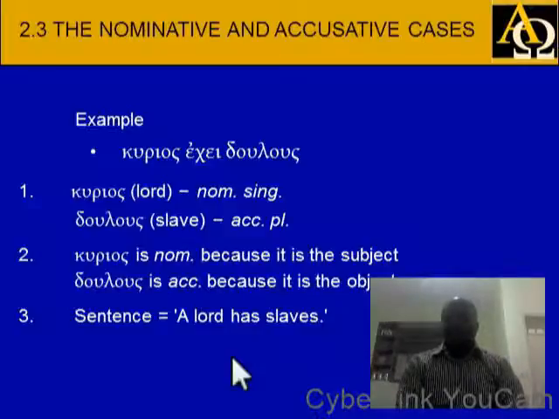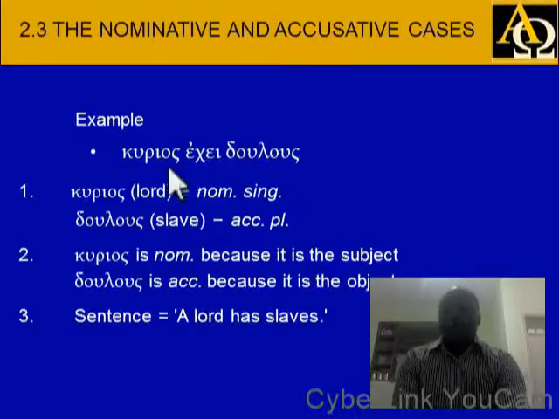From the chart that we looked at, we can have this information. We have the nominative, singular, and we have the accusative, plural. Kurios is nominative because it is the subject. Doulous is accusative because it is the object. So the sentence is, a lord has slaves. It's very, very important to analyze the words that are in your sentence. Before you analyze them, you can never translate them.